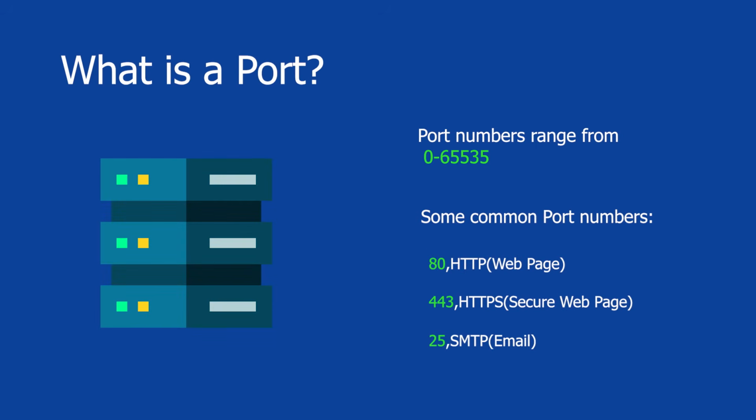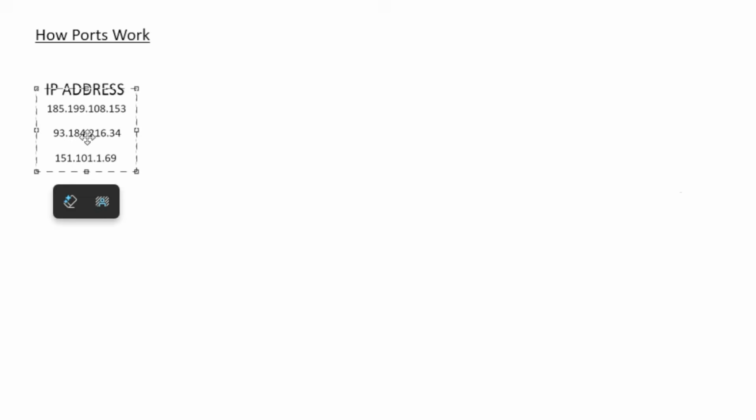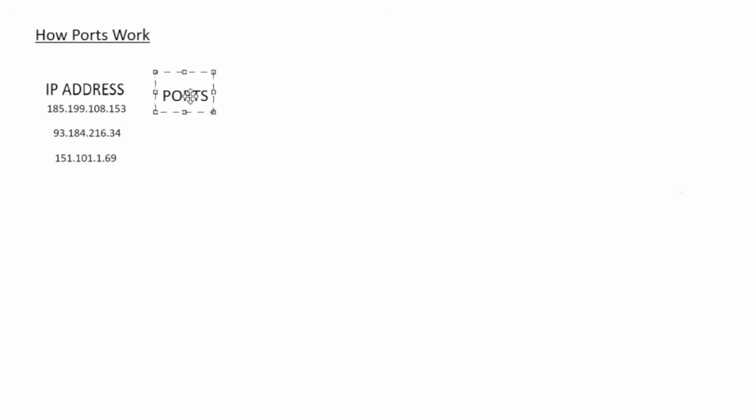SMTP is associated with port number 25 and is used for email services. Now we're going to look at how ports actually work, with some context. First, it's important to know what an IP is. An IP address is like your computer's address on the internet. It tells other devices where to send data. These are just example IP addresses. Ports and IP addresses work together to reach specific services or programs. Ports 80, 443, and 25 are always connected with IP addresses.